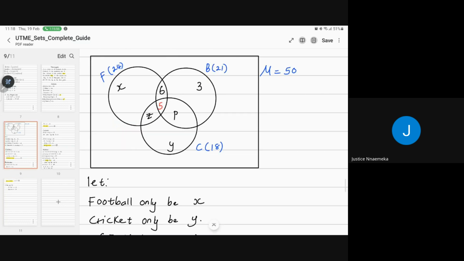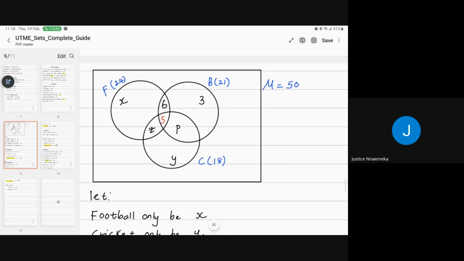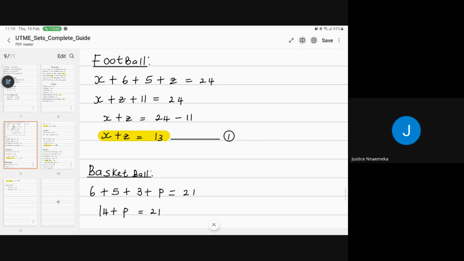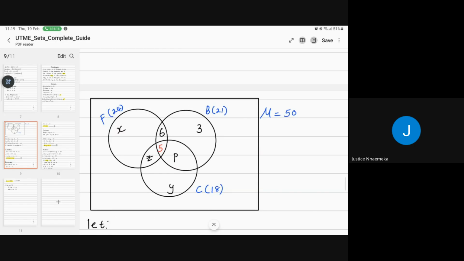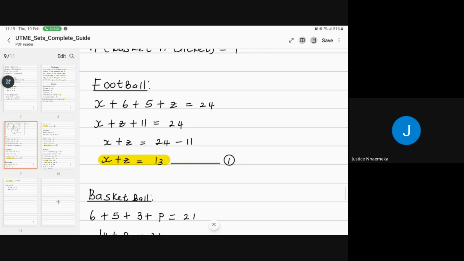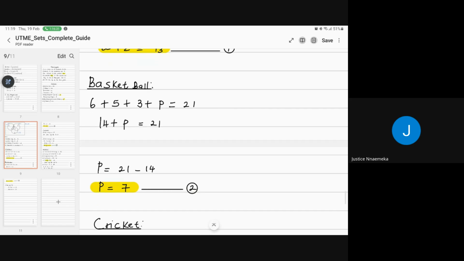Okay, let me quickly trace my steps. So I have x plus 6 plus 5 equal 24. X plus z is equal to 13. Makes sense. Then basketball, 6 plus 5 plus 3 plus p. Number of basketball is 21. So 6 plus 5 is 11. 11 plus 3 is 14. 21 minus 14 should give us p equals 7.